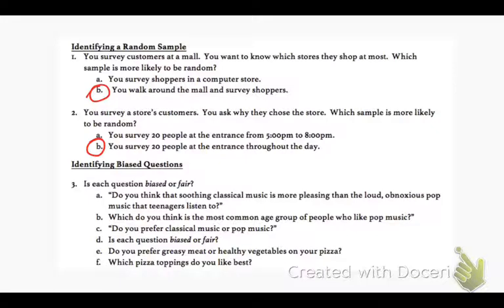So for 3, is each question biased or fair? Part A, do you think that soothing classical music is more pleasing than the loud, obnoxious pop music that teenagers listen to? That question is definitely biased. When they use descriptors such as soothing or loud and obnoxious, we are not asking a fair question. So this is an example of bias, that informational bias that we talked about.